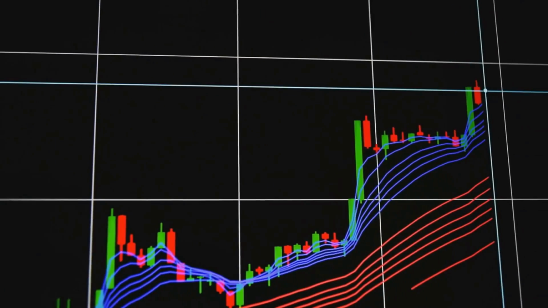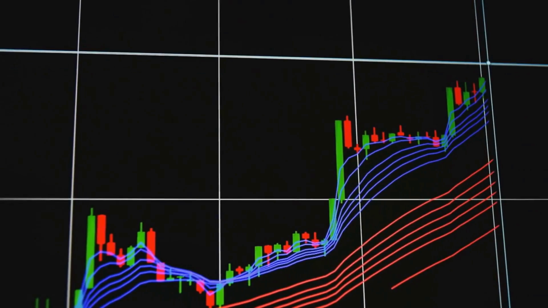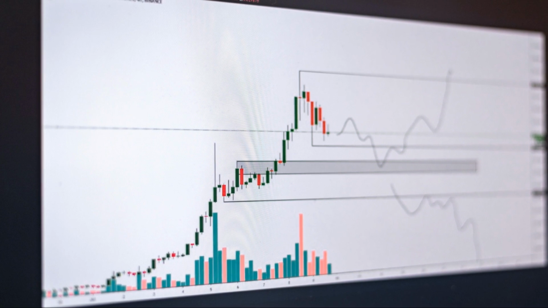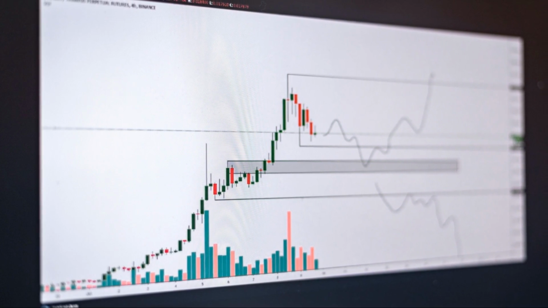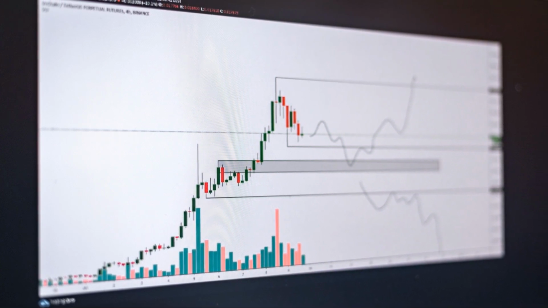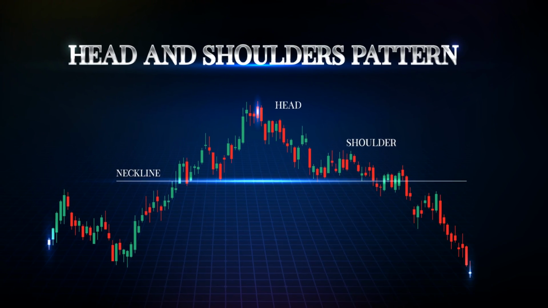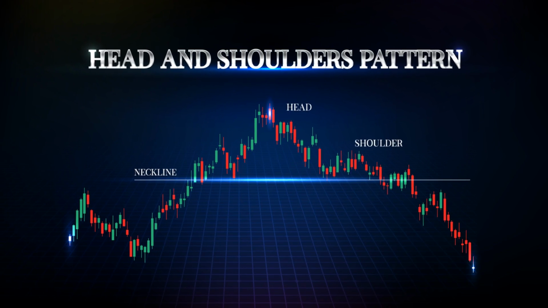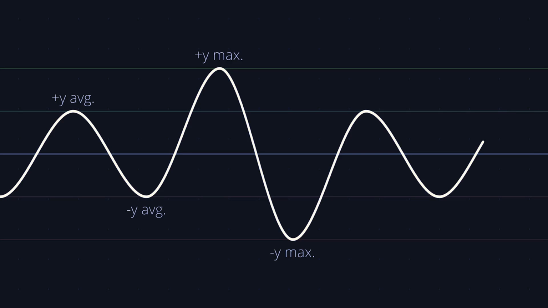The pattern forms when the price rallies to a new high, the left shoulder, followed by a retracement and then a surge to an even higher high, the head. Another retracement occurs, followed by a rally that fails to reach the head's high, forming the right shoulder. The neckline, drawn connecting the lows of the two shoulders, acts as a crucial support level.